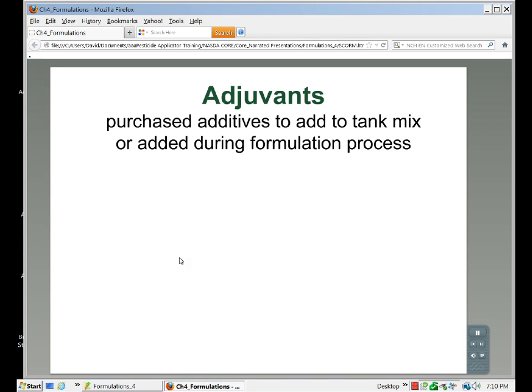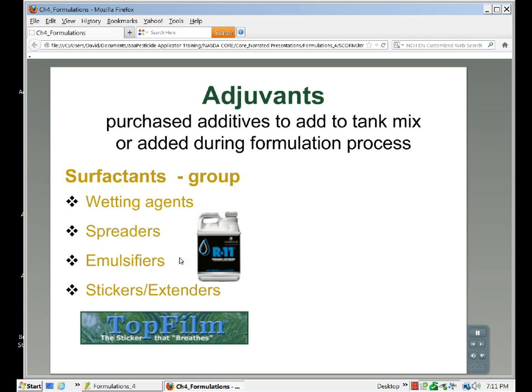We defined adjuvant at the beginning of the module. Adjuvants are additives used in a tank mix to assist with activity on the plant or insect, or added to assist in the performance of the mixture. Surfactants are a group of adjuvants that affect the surface tension and surface activity of the spray. Common surfactants include the wetting agents and spreaders which alter the surface tension of the spray droplet. Altering the droplet's surface tension allows the droplet to contact more plant tissue, thus resulting in greater exposure.